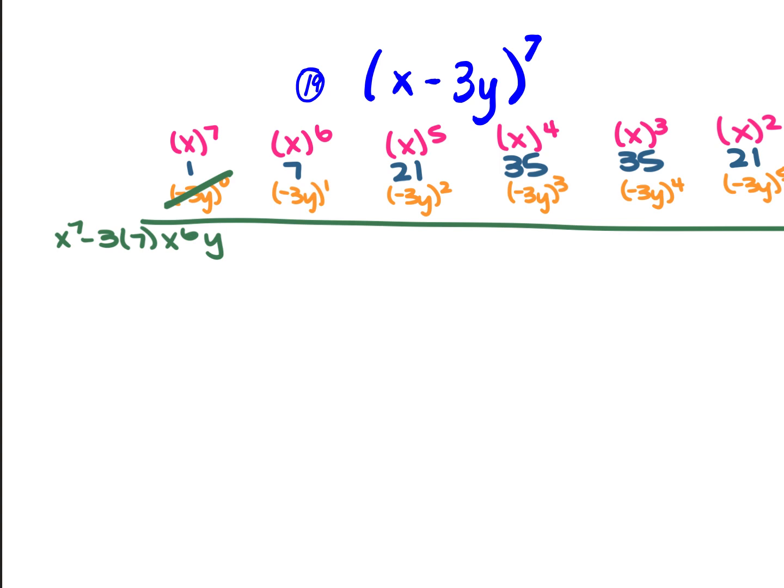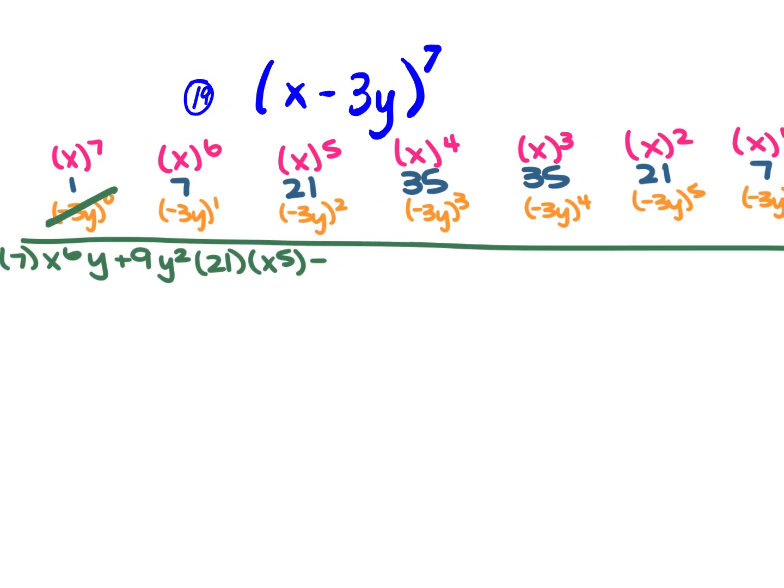Next, we have the negative 3y squared, which is a positive 9y squared times 21 times x to the 5th. Next, we have negative 3y cubed, which is negative 27y cubed times 35 times x to the 4th. Then we have negative 3y to the 4th, which is positive 81y to the 4th times 35 times x cubed.